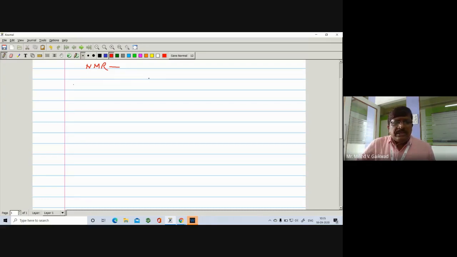We are discussing the site of unsaturation. This point is compulsory in UV, IR and NMR. You should know how to find out the site of unsaturation in UV, IR and NMR. Site of unsaturation means how many multiple bonds are present in that compound.